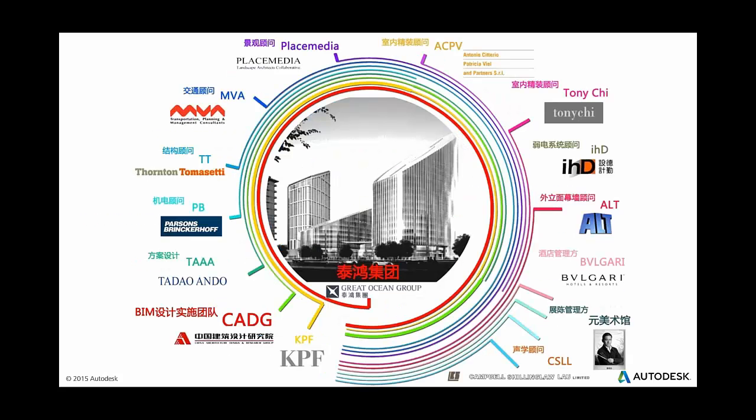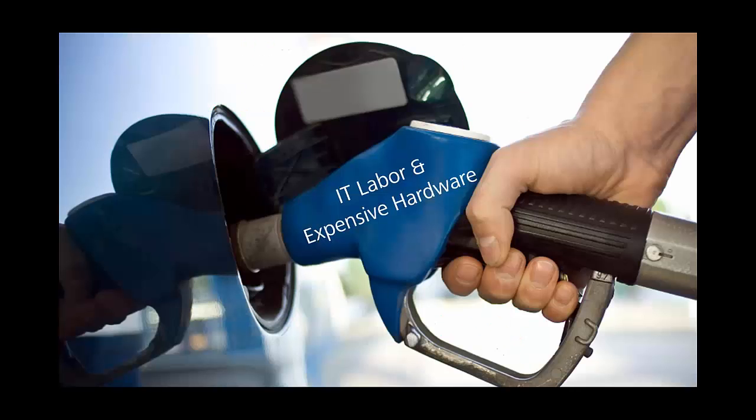But it's not just the data that's moving, it's the teams involved that's moving. This is a great diagram from one of our customers in China. There's 14 different customers or project companies involved on this project. So 14 different people that needed to exchange information, needed to exchange communications. And the reality is that the way it happens today is this car that runs on IT labor and expensive hardware. That's how it gets done today for most situations.